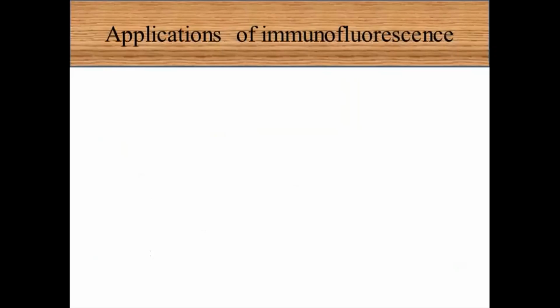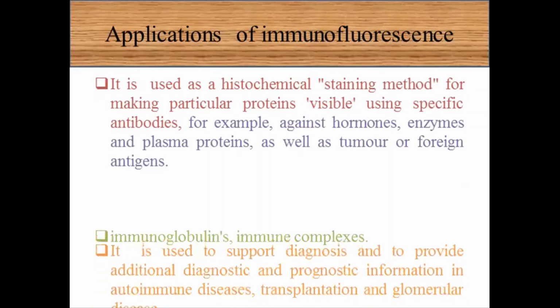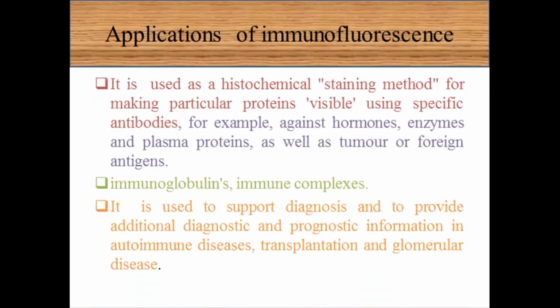Here at the end, we are going to discuss applications of immunofluorescence. It is used as a histochemical staining method for making particular proteins visible using specific antibodies. For example, hormones, enzymes, and plasma proteins, as well as tumor or foreign antigens, immunoglobulins, and immune complexes. It is used to provide additional diagnostic and prognostic information in autoimmune disease, transplantation, and glomerular disease.